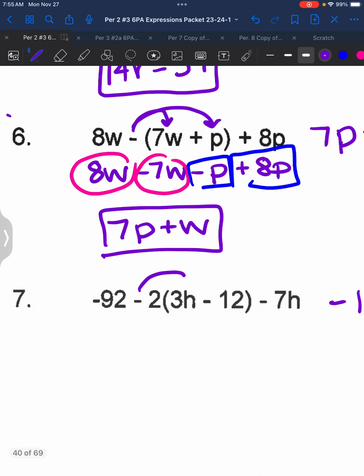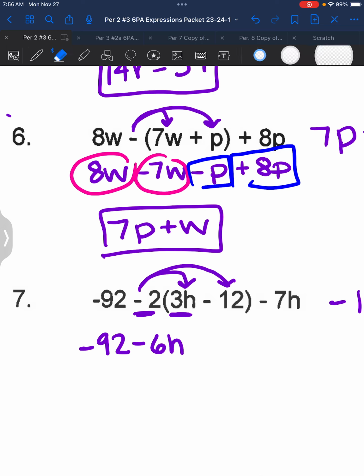Number 7, working the same way, except this time I have a negative 2 to distribute instead of just the opposite. So drop down my 92. Now I'm multiplying negative 2 times 3h. I'm going to do negative 2 times 3, which is negative 6, and then h. The next thing that I'm doing is negative 2 times negative 12, and that's positive 24, minus 7h.